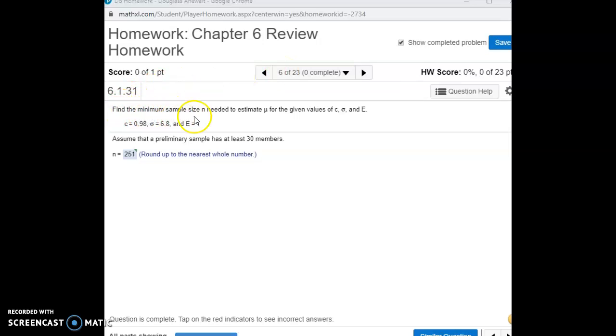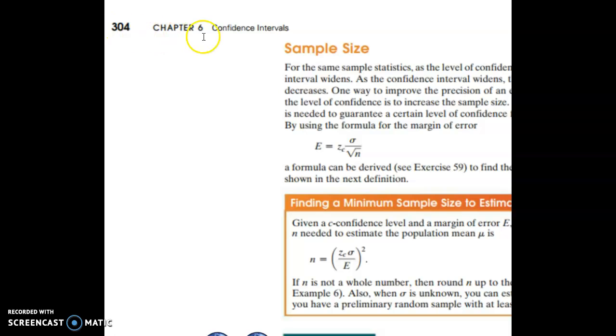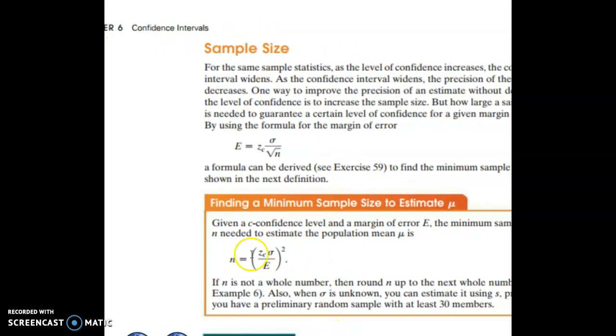We're going to find the minimum sample size that we would need to create a confidence interval to estimate our population mean. And we have the level of confidence specified, the population standard deviation, which lets us know we can use the normal distribution, and we have our desired margin of error for our confidence interval. We use the formula listed in 6.1 to find the sample size that we would need in order to create the confidence interval with the given specifications.